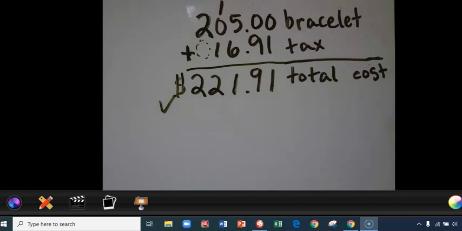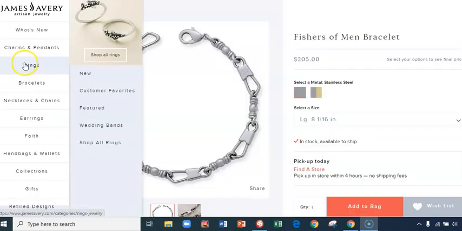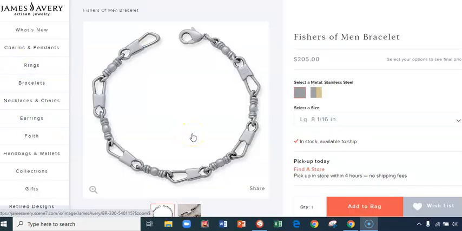And I will show you a picture of this bracelet. This is a true story. Okay, there it is.